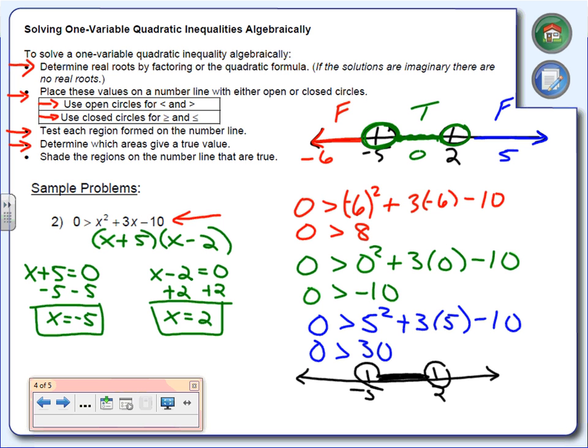The solutions are going to be all the numbers between negative 5 and positive 2. All we did was test over here the negative 6. We test over here the positive 5. We saw that they resulted in false statements, therefore we don't need that part of the graph. All we need is between negative 5 and positive 2. So that right there is our solution.